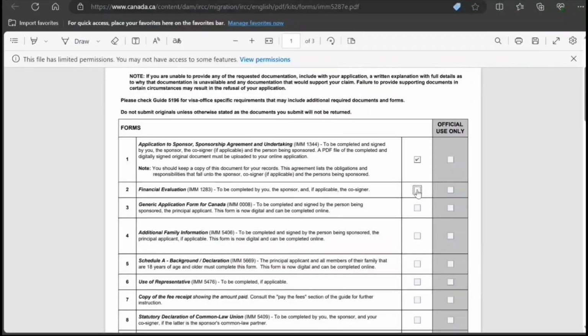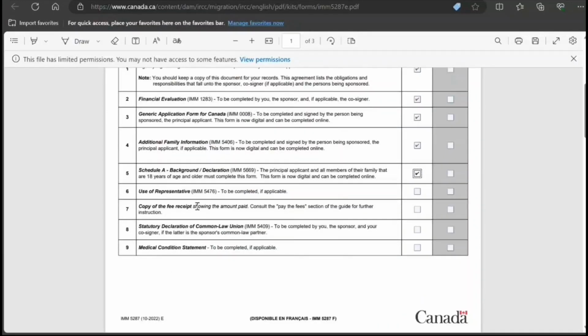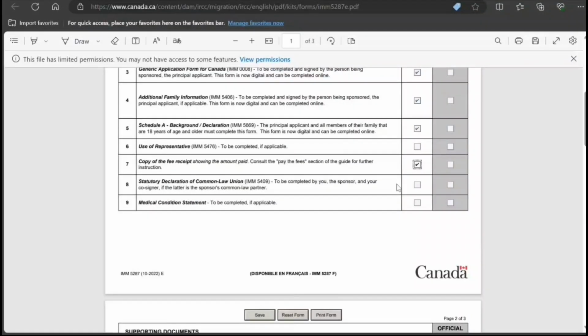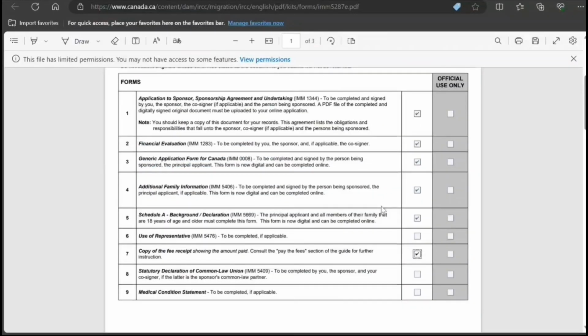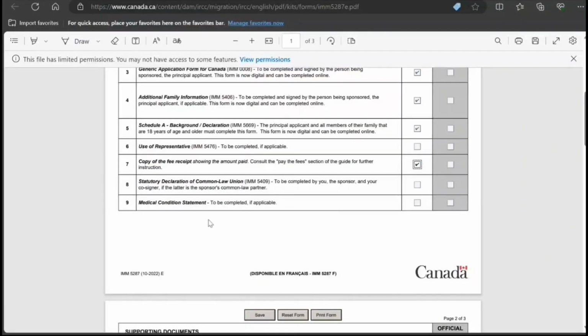Okay, this will be completed by you. Generate an application, completed and signed by the person being sponsored. Additional forms, this also we saw. Background declaration. Use of representative, we are not doing it. Copy of fee receipt, yeah, definitely. Statutory declaration of common-law union. This is not applicable in our case, so we'll leave it. Medical condition certificate, to be completed if applicable.